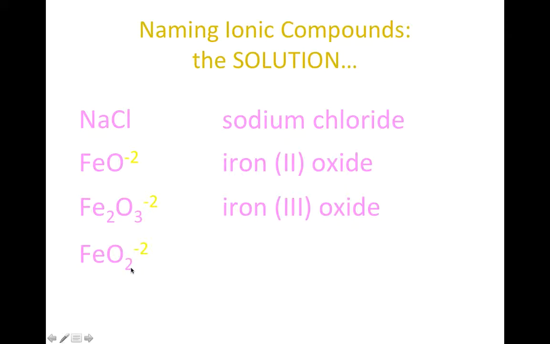FeO2. Okay, there's 2 oxygens. I know that each one of them is -2. So 2 -2 oxygens is -4. To balance that out, the one iron must be +4. So iron 4 oxide. You notice we're not calling them all iron oxide. We're giving the iron's charge because that tells us what the real formula is.